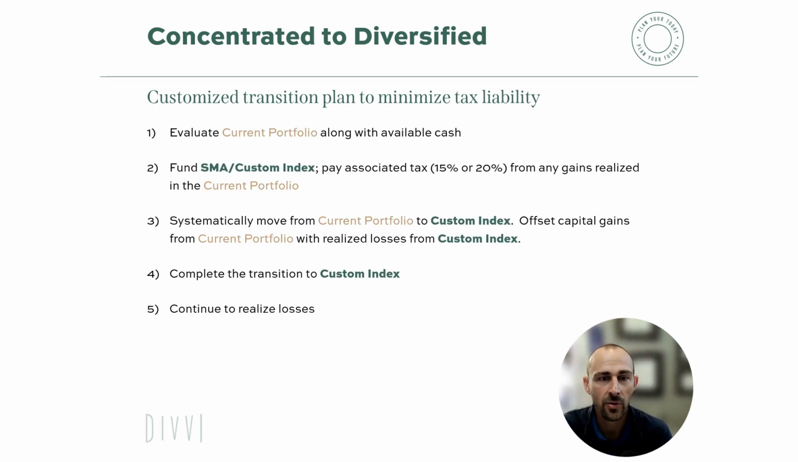So one of the things that you can do is you can use some custom indexing to generate losses and slowly start to transition that portfolio, especially if you've put some protections in place around that concentrated position. You can use the custom indexing to realize some of the losses and offset those gains as they're realized. And during that transition plan, when you go from a concentrated portfolio to a more diversified portfolio, that's the concept.